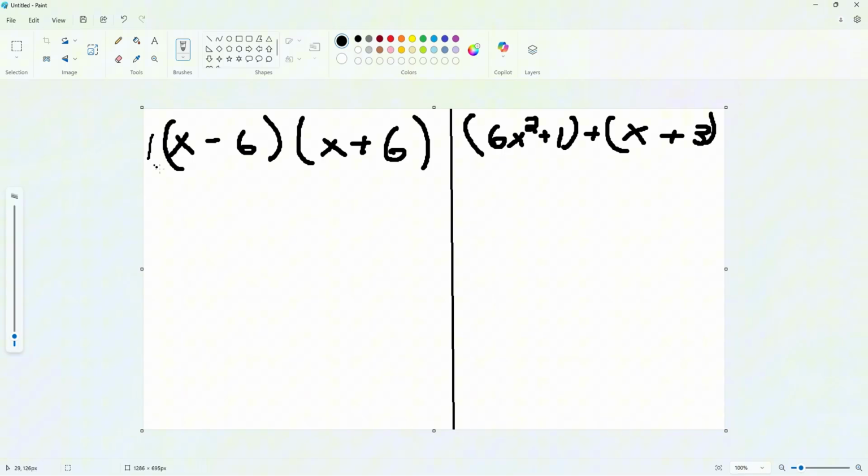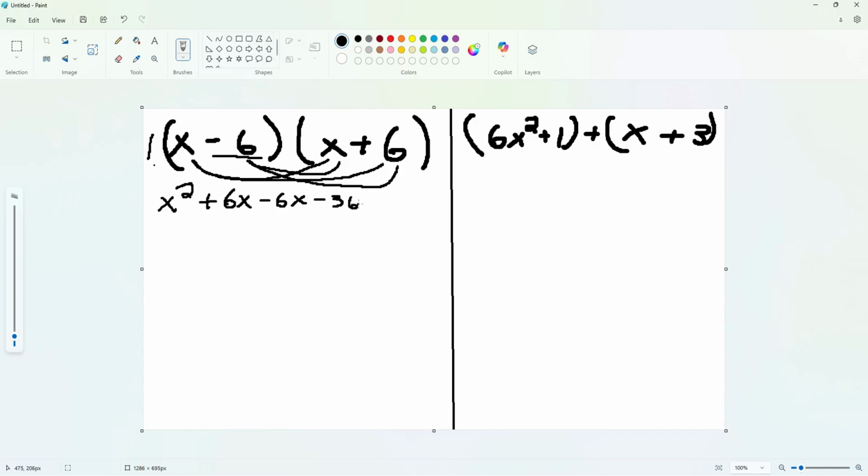So for number 1, I'll give you something easy. X minus 6 times x plus 6. Now let's distribute first. First, we're going to distribute our x here and to here. Alright, x times x is x squared, of course. X times 6 is plus 6x. Now let's use our negative 6. Negative 6 times x is negative 6x, and negative 6 times positive 6 will be minus 36 or negative 36.